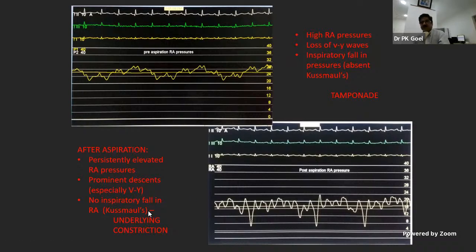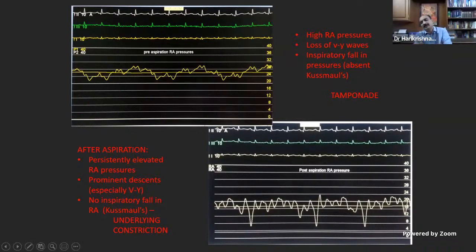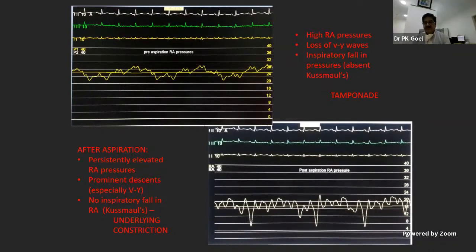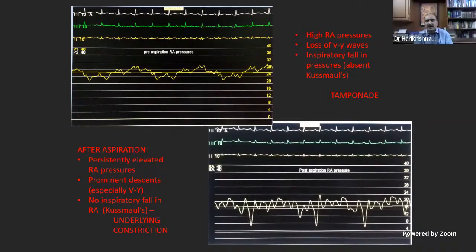Means, in the sense, there may be high pressure because of tamponade. Yes, sir, this is an effusive constrictive, sir. High initially RA pressure, loss of Y descent, inspiratory fall in pressures. So, initially, it is tamponade. But when it was aspirated, the persistent pressures come down slightly, 6 millimeters, but still it was high. The descents have appeared. There is no significant fall in the inspiration. There is an underlying constriction. So, this is effusive constrictive physiology.